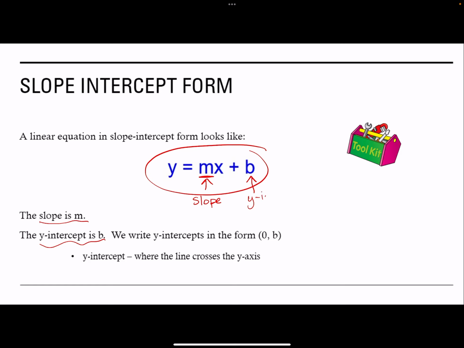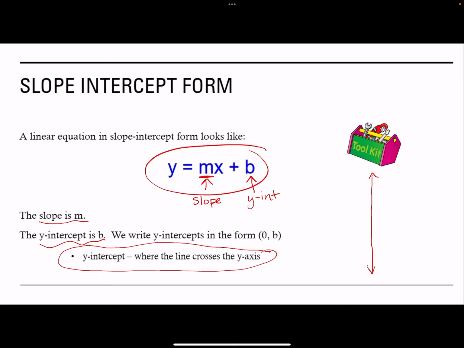But let's talk about a y-intercept real fast, okay? So you have another space for a definition. Here's your second definition. 2 definitions. The first one, slope-intercept form. The second one is y-intercept. So the y-intercept is where the line crosses the y-axis. So I want to talk to you about that real fast.